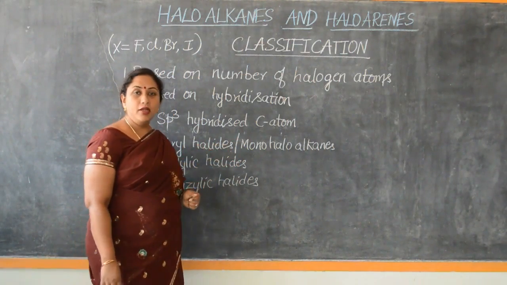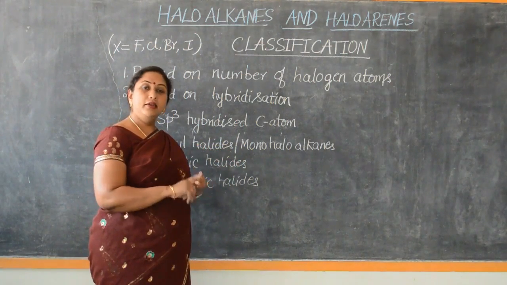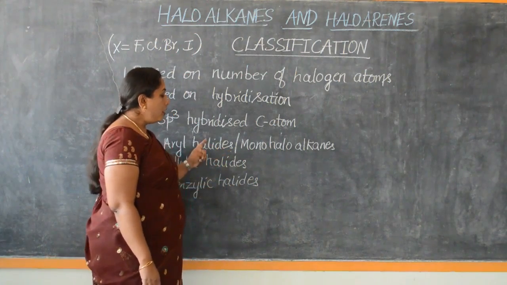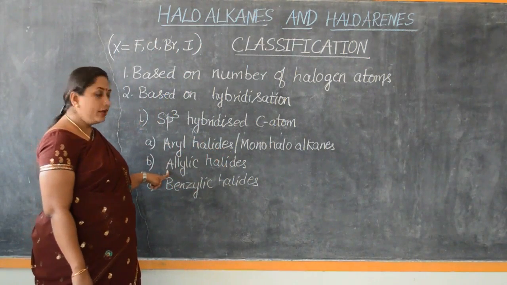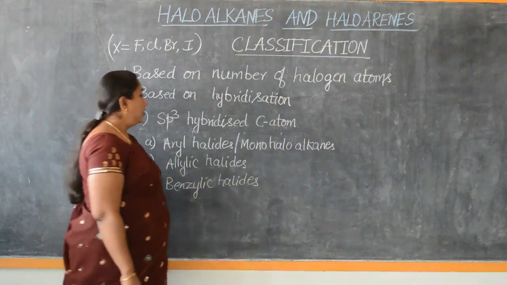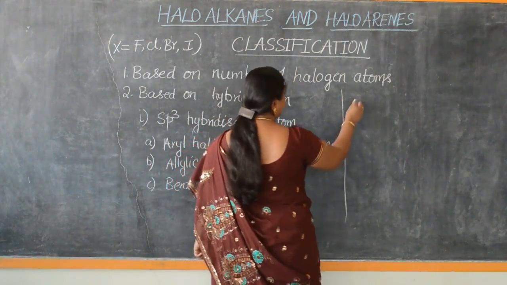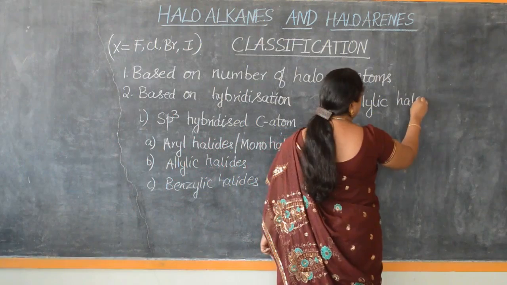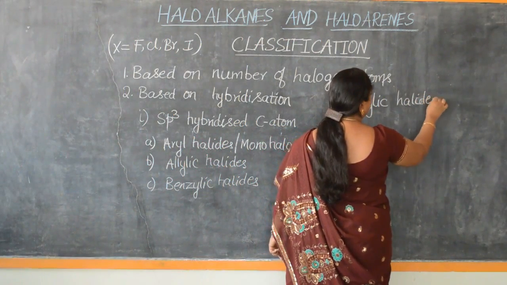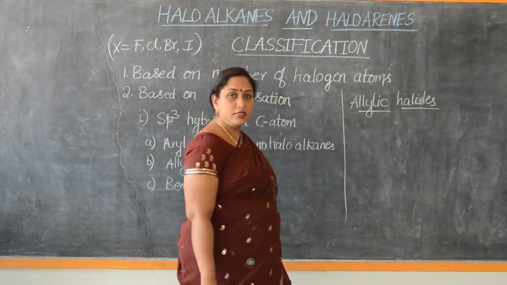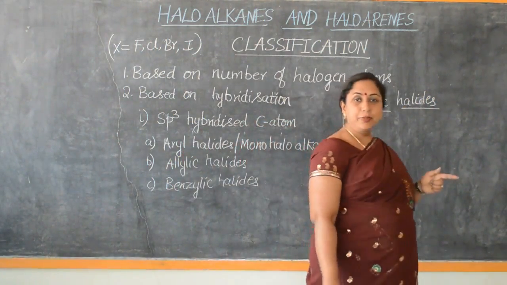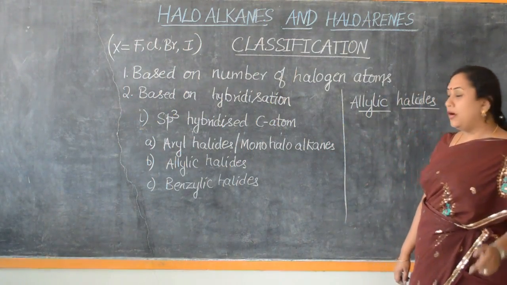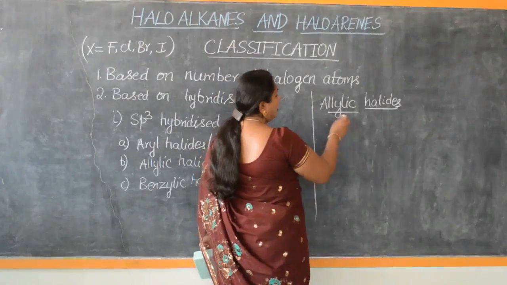which are further divided into primary, secondary and tertiary haloalkanes. Please refer to that particular video. Now, let me just continue with allylic halides and benzylic halides. What are allylic halides? These are the halogens wherein they are attached to an sp3 hybridized carbon, which in turn is next to a double bond. That means the halogen atom is in allylic halides.